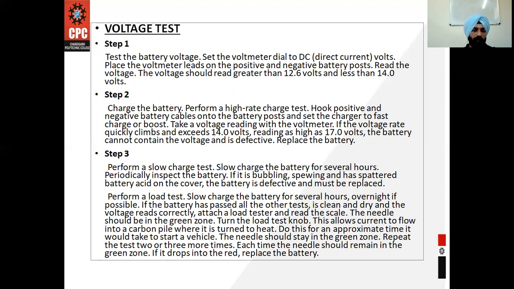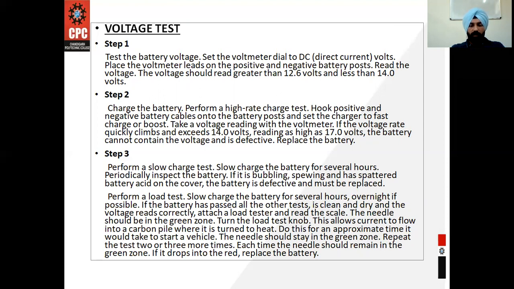Step number three is to perform a slow charge test. Slow charge the battery for several hours. Carefully inspect the battery. If it is bubbling, spewing, and spitting battery acid on the cover, the battery is defective and must be replaced.